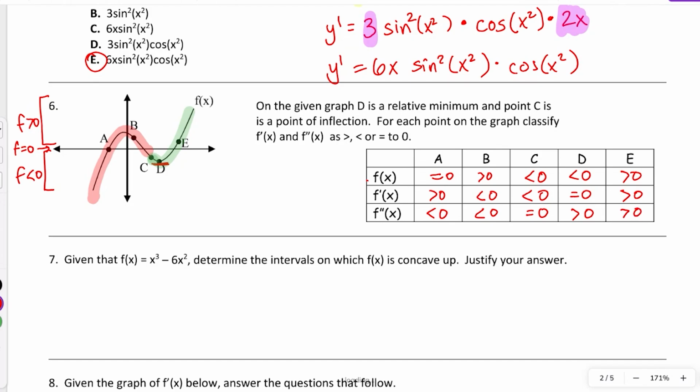So just to sum up here, to find the sign of f, you're going to look either above or below the x-axis. To find the sign of f prime, we're going to be looking at the slope of f. And to find the sign of f double prime, we're going to be finding the concavity of f. And so that's how all those functions are related.